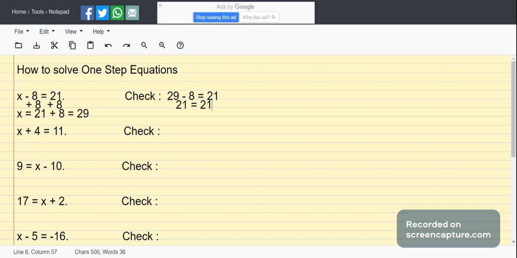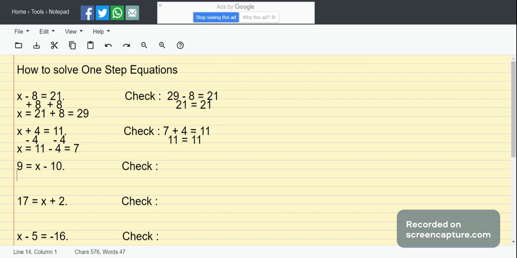Next is x plus 4 equals 11. And to get rid of the positive 4, you have to subtract 4 from both sides. That makes it x equals 11 minus 4, which equals 7. So x equals 7. To check if 7 is the right answer, you substitute 7 into x. So 7 plus 4 equals 11. 7 plus 4 does equal 11. So that means 7 is the correct answer for this problem.